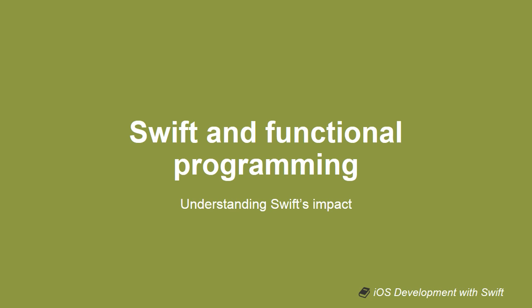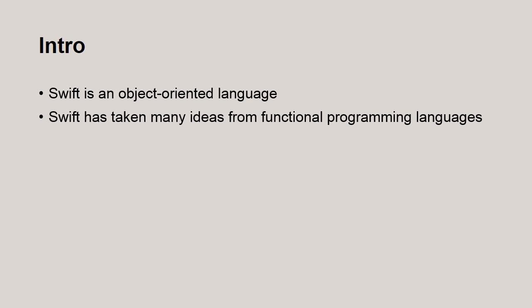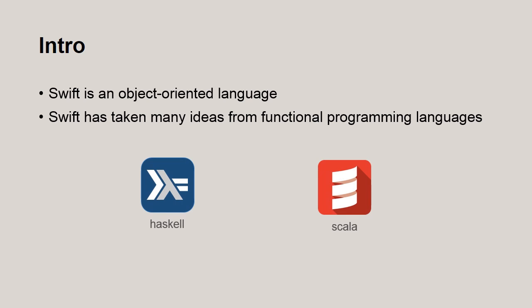Swift and functional programming. Many languages inspired how Swift was implemented, and though Swift is an object-oriented language, it has taken many ideas from functional programming languages like Haskell and Scala. This isn't a book about functional programming, but understanding the basic parts that Swift has taken from the functional programming paradigm will make your Swift code even better.